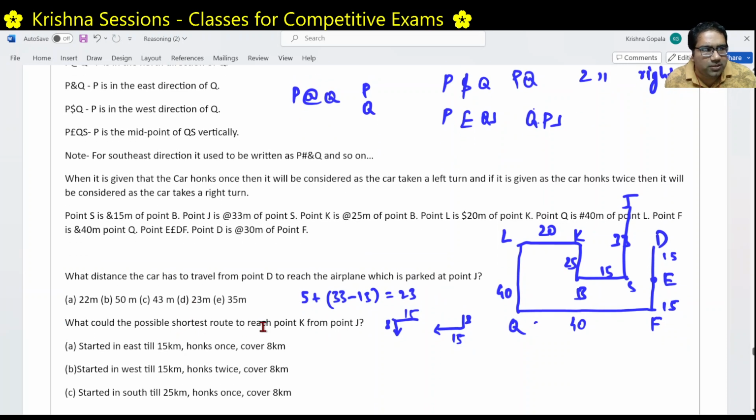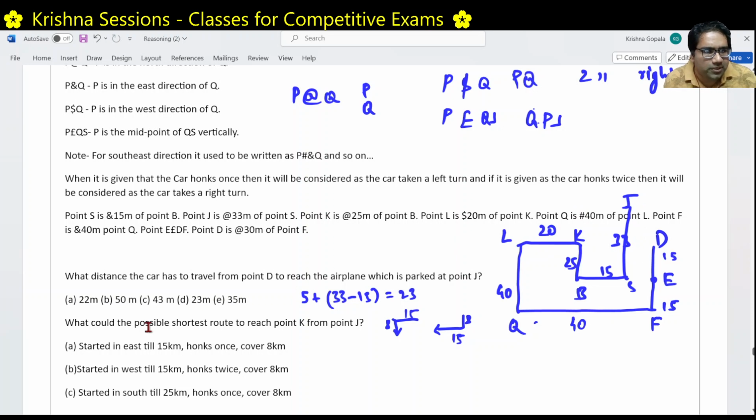What could be the possible shortest route to reach point K from point J? What is one way? One way is go left and take left. Right. Go to the west and then down. Or go south and west. Those are the only two ways, right? The shortest is either this way and this way, or either this way and this way.